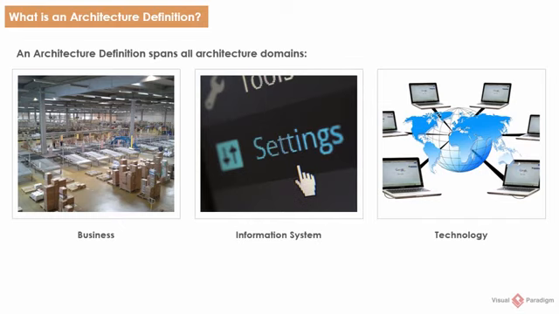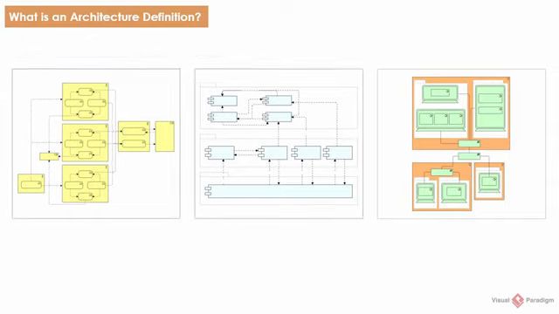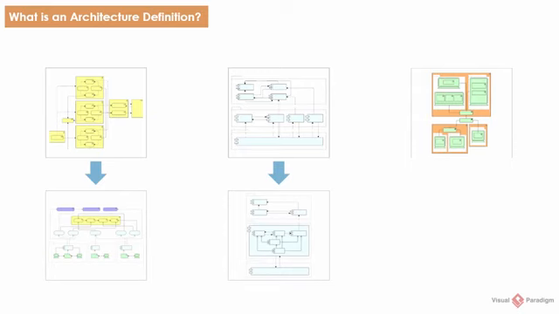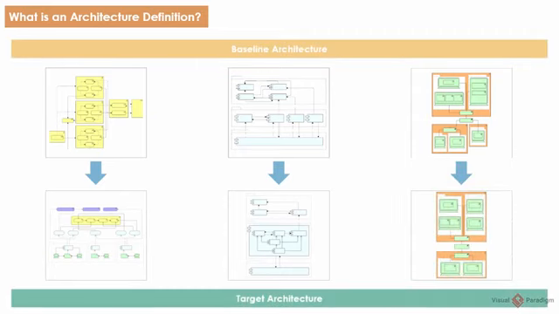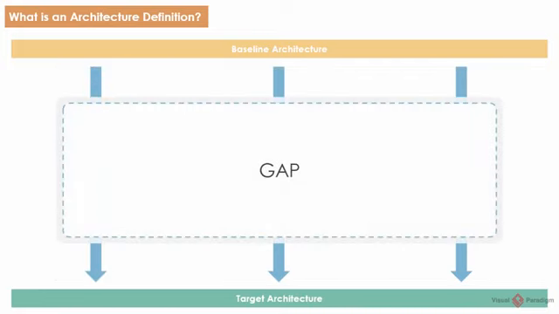In Phase B, C, and D, we will develop architectures for each of the three domains. Baseline architectures will be developed to represent the current situation, while the desired outcome will be represented by the target architecture. In between the baseline and target architecture is what we call the gap. A gap consists of items that have been left out or added. We have to perform a gap analysis to find out the changes, which constitute the basis of requirements of the changes. We will go through each of the architecture domains.